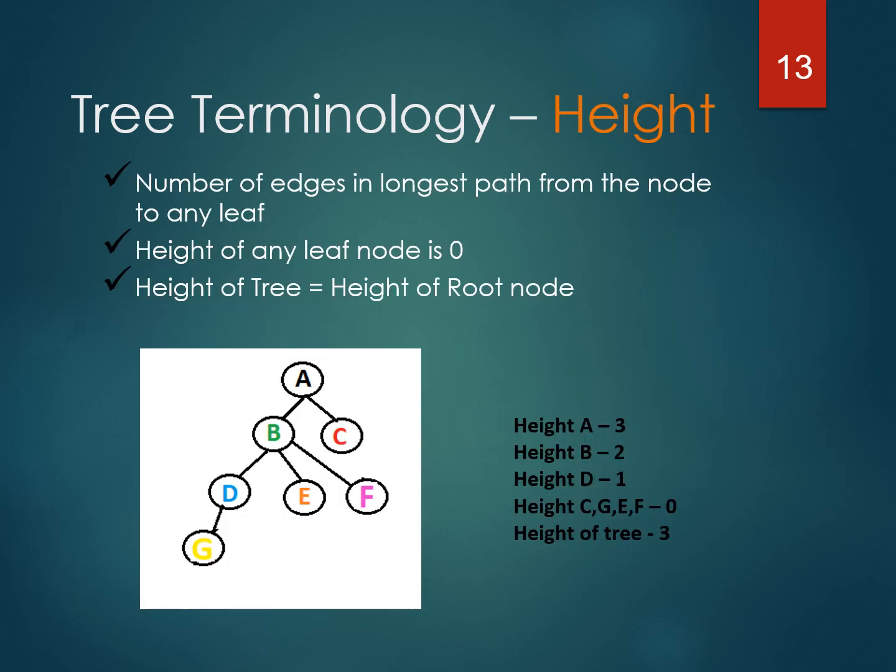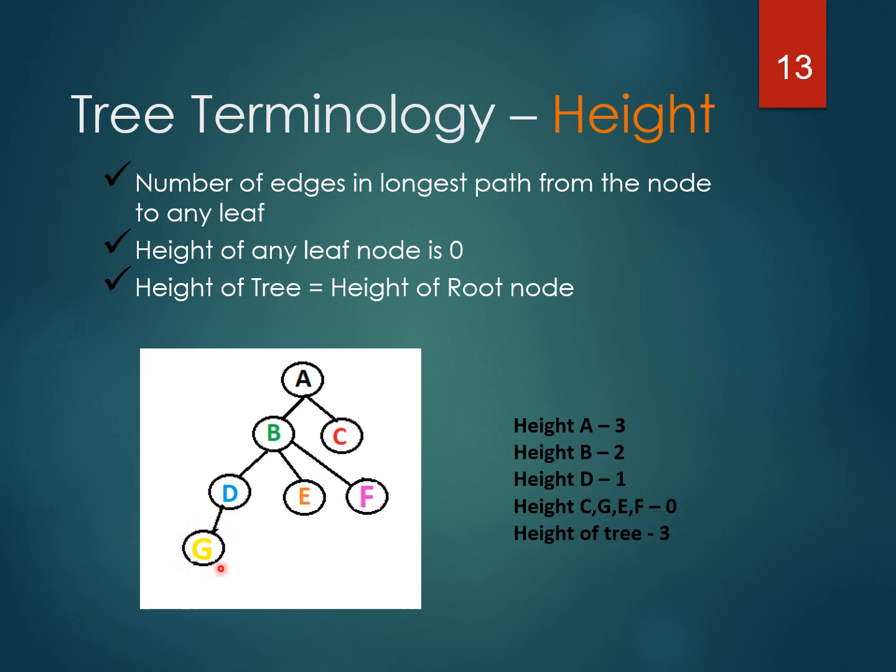The next terminology is height. The number of edges in the longest path from the node to any leaf is the height of the tree. So in this image, you can see that this is the longest path. So obviously, this is the height of the tree. This determines the height of the tree. Now, height, as usual, when a child is a baby, we measure the height of the baby or the child from the bottom up.